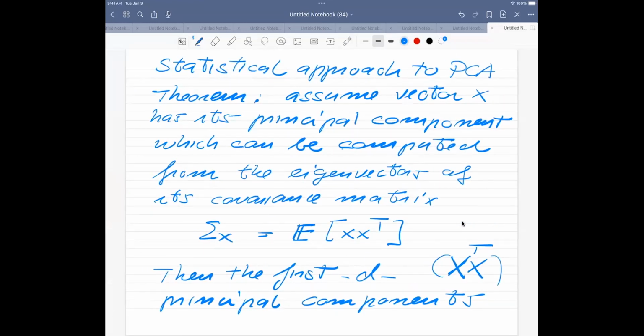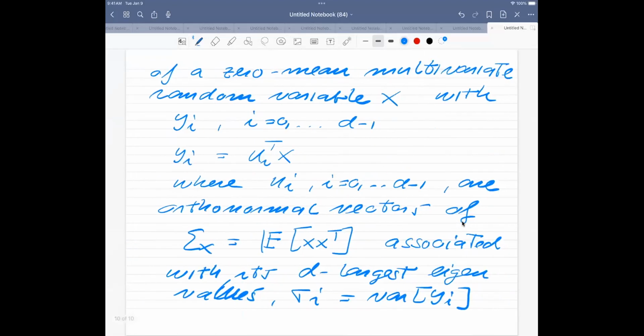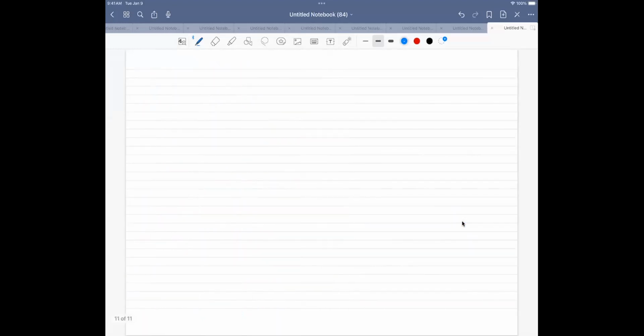So this is essentially the theorem. We assume that there is a vector x, which has a principal component, which can be computed from the eigenvectors of its covariance matrix. And that is given by an orthonormal basis set. And the proof assumes that first, you can actually assume that the covariance matrix doesn't have repeated eigenvalues. You can show that this applies also for repeated eigenvalues. And what we want then is the variance, so let's just write down the proof here.